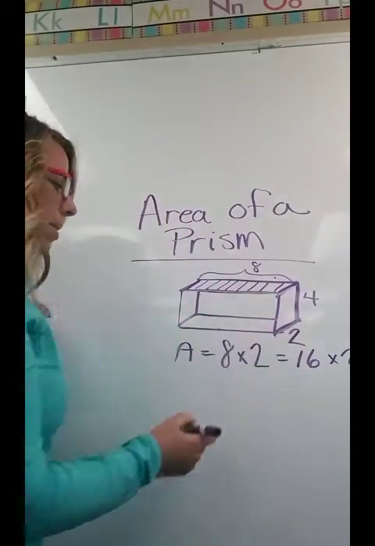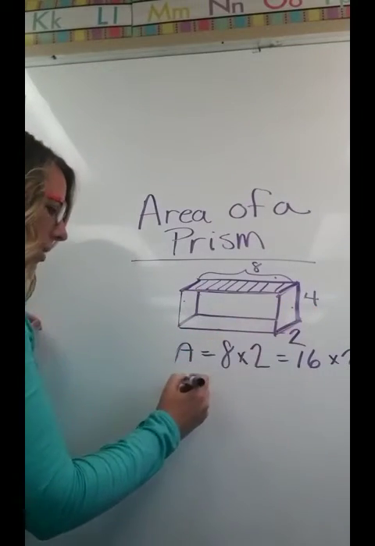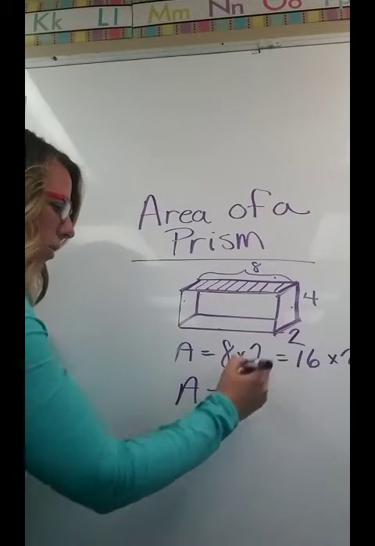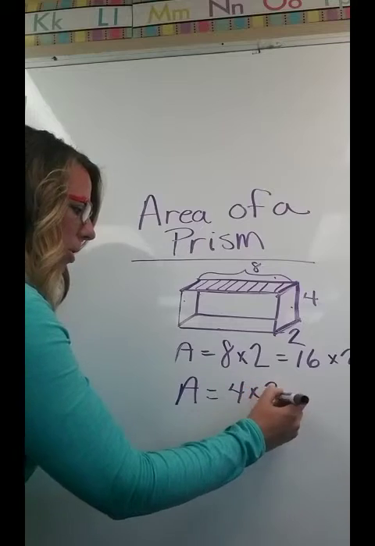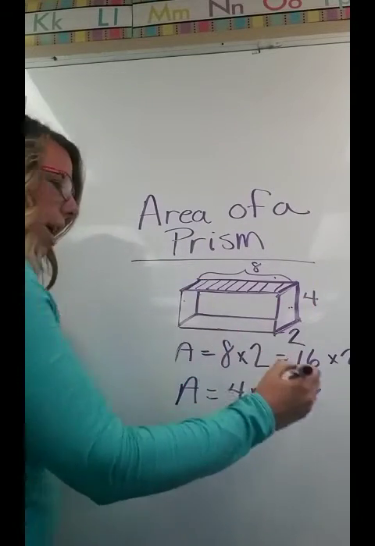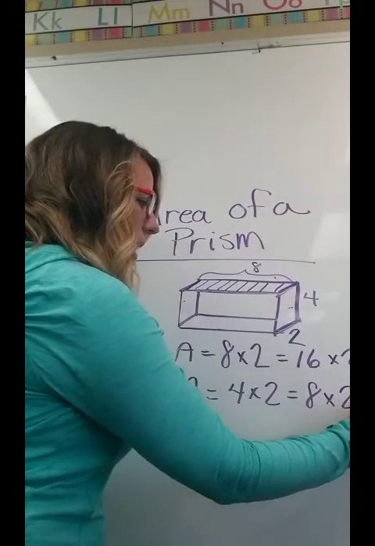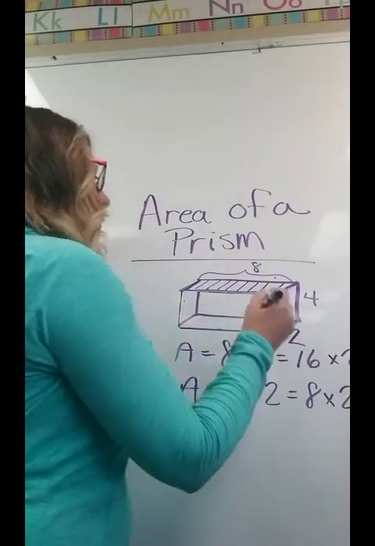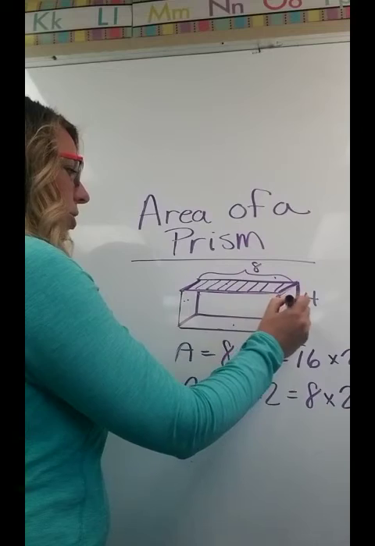Okay? So you have the top and the bottom. You can figure out the 2 ends. Area equals 4 times 2. 4 times 2 is 8. Because there are 2 different ends, you're going to multiply that also by 2 and get 16. So now you have the top, the bottom, and the 2 ends.